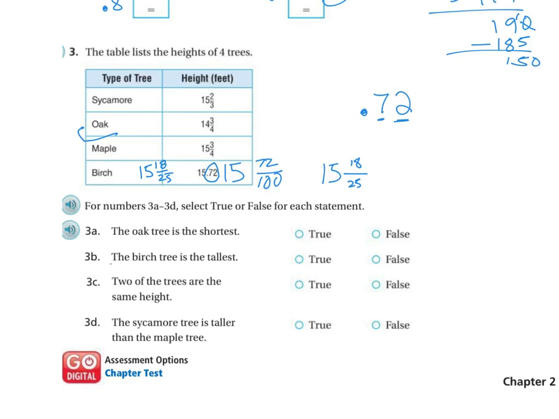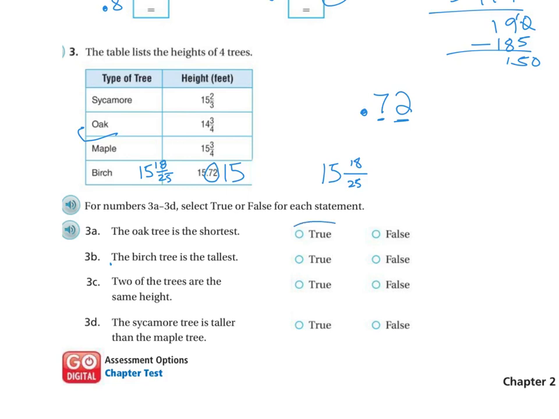So looking at the first question, it asks, the oak tree is the shortest. Well, the oak tree has a whole number of 14. The sycamore has 15. The maple has 15. And the birch has 15. So they all have bigger whole numbers. We don't even have to look at the fractions. So yes, the oak tree is definitely the shortest.